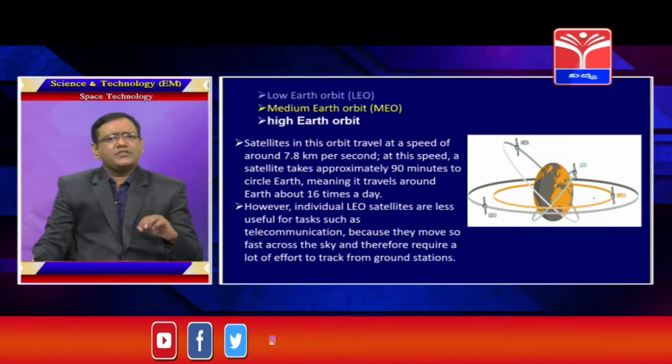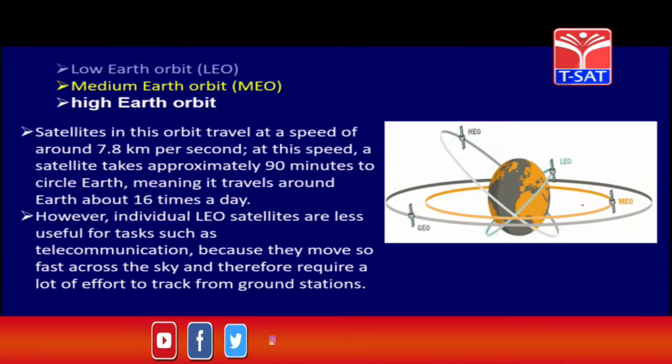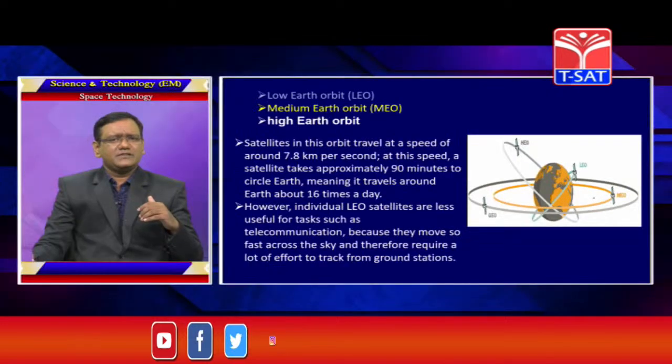However, these LEO satellites are less useful for tasks such as telecommunications, because they move so fast across the sky and therefore require a lot of effort to track from the ground stations. So if you want to send and receive signals simultaneously and constantly for telecommunication purposes, this is actually not suitable.